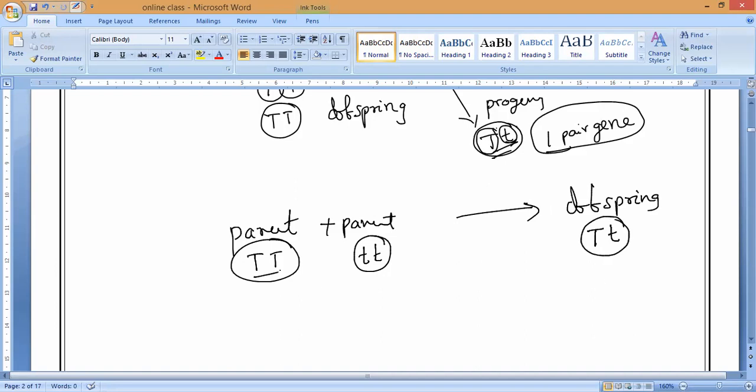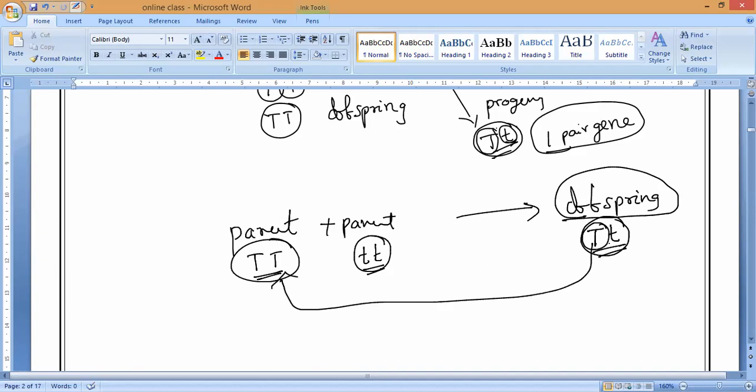So this is the pair of genes present here. This is the pair of genes present here. And this is the pair of genes present in where, guys? In the offspring. Correct? So in this, if you notice, this capital T is coming from one parent, and this small t is coming from the other parent. So that is only what I am asking.